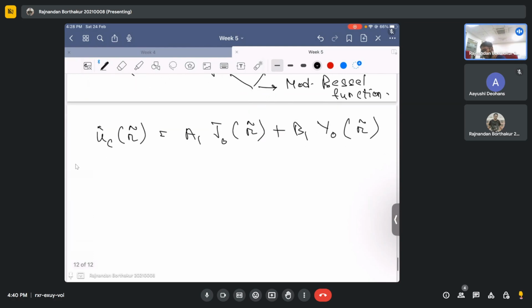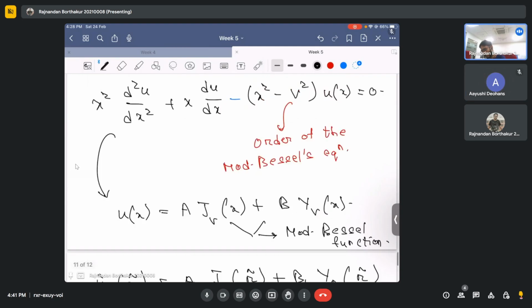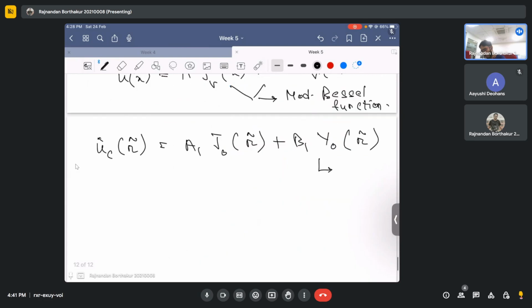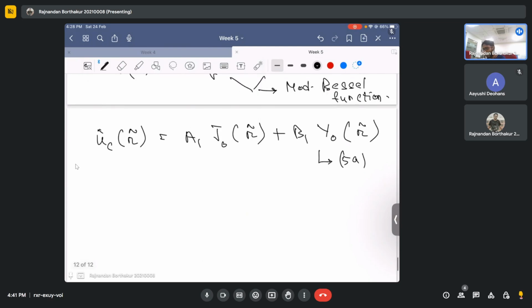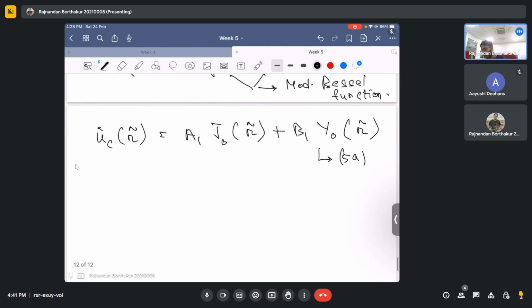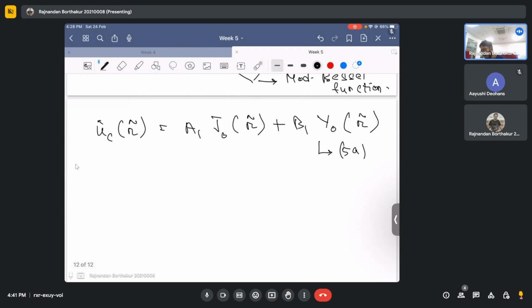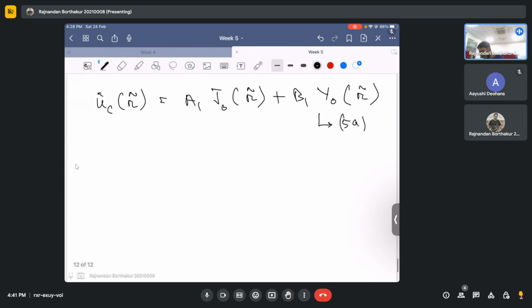Now, how do we evaluate these two things, A1 and B1? Boundary conditions, yes, exactly. So let's name this solution 5A. We now use the boundary conditions. First, let's use the boundary conditions only, and then we'll convert the tilde back into the r bar. So what is the first boundary condition?